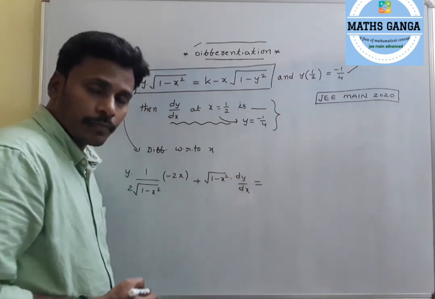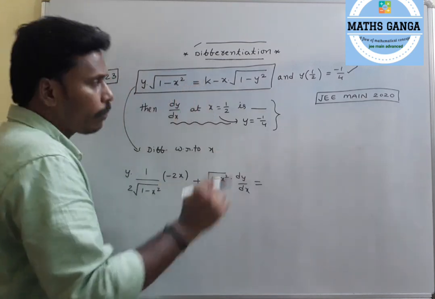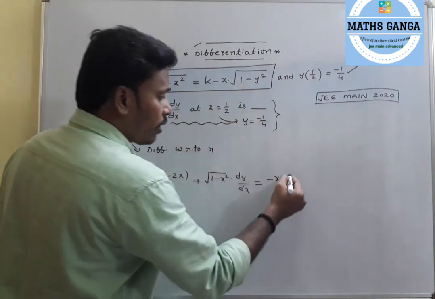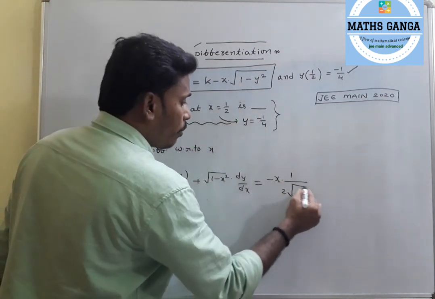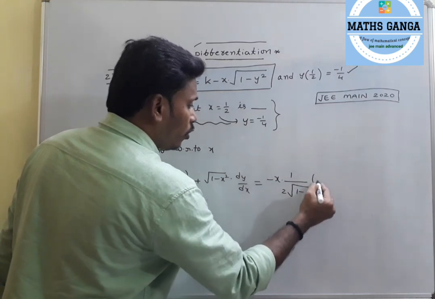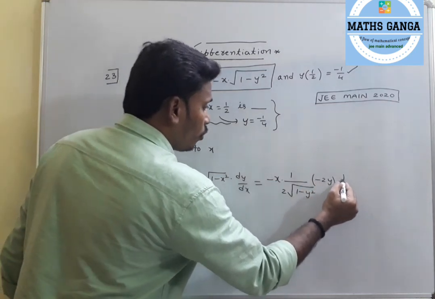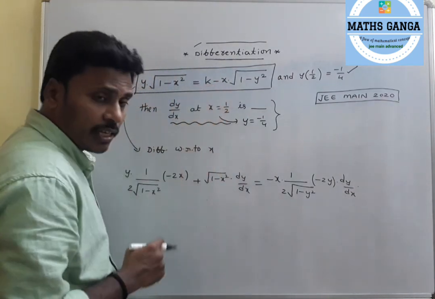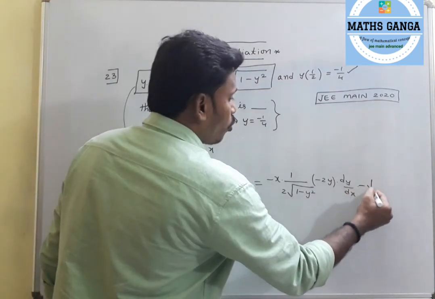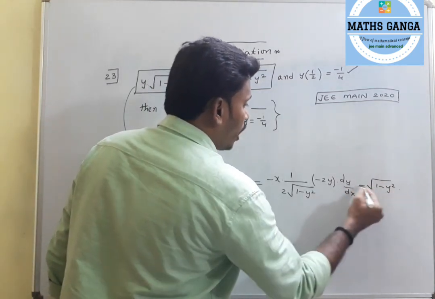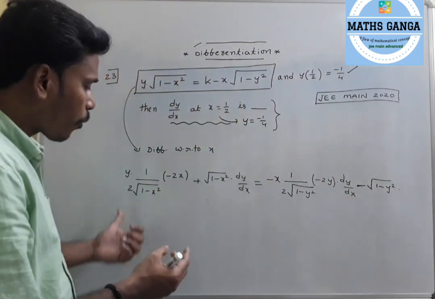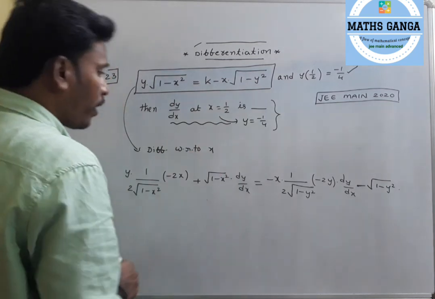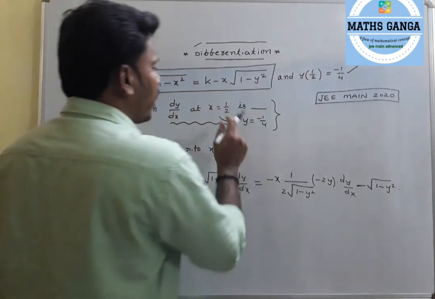This is the left side. Coming to the right side, for k it is 0. And here minus x into root 1 minus y square. For root 1 minus y square, 1 by 2 root 1 minus y square into minus 2y into dy by dx. And then since we have minus sign here, so minus root 1 minus y square into derivative of x, which is 1. We just used the product rule both in left and right side by neglecting k since its derivative is 0.